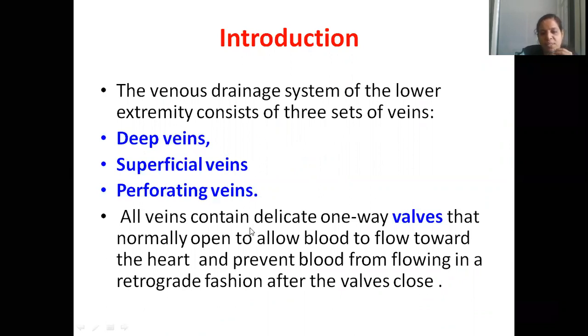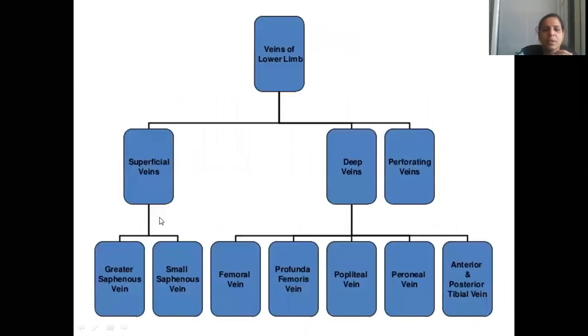All veins contain delicate one-way valves. I will show you in the picture how the valves look. We know the function of the valve: they prevent the backflow of blood so that the blood is pumped only towards the heart, isn't it? Now see here, this is the classification table of veins of the lower limb.